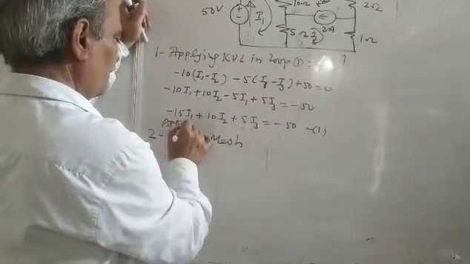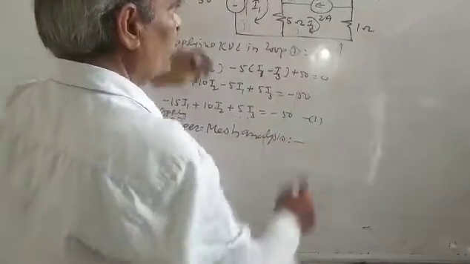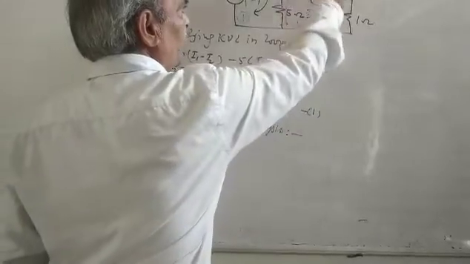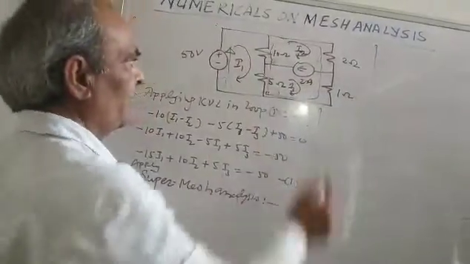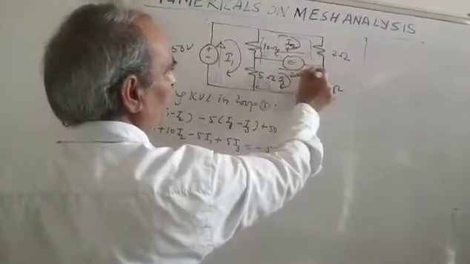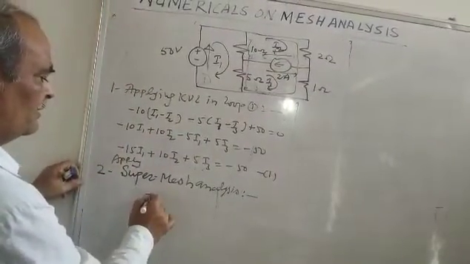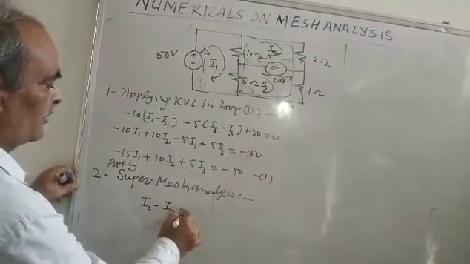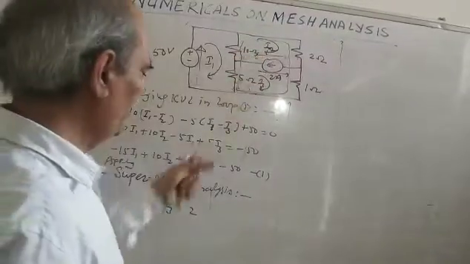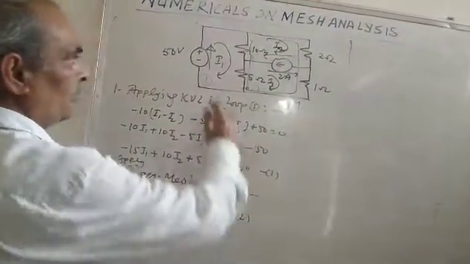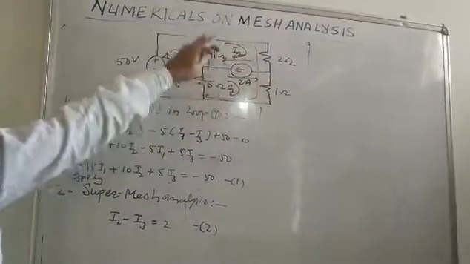Apply super mesh analysis. सुपर मैश एनालिसिस में क्या करेंगे, ये दोनों लूप को एक बड़ा लूप बना लेंगे, ग्रेटर लूप, और इसमें ये क्लोज लूप में केवीएल अप्लाई करेंगे. I2 ऐसे जा रहा है और I3 ऐसे, तो एक इक्वेशन यहां से बन जाएगा I2 माइनस I3 इज इक्वल टू 2. ग्रेटर की तरफ डायरेक्शन है इसका, तो I2 माइनस I3 इज इक्वल टू 2 है. ये करंट सोर्स से एक इक्वेशन बन जाएगा और दो बड़े लूप को एक कंबाइंड लूप बना देंगे. इसी को क्या कहेंगे हम, सुपर मैश एनालिसिस.